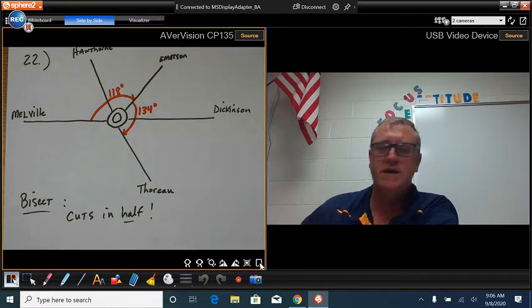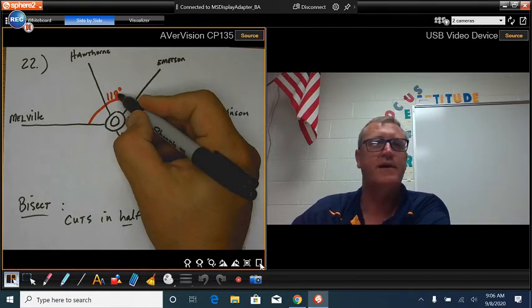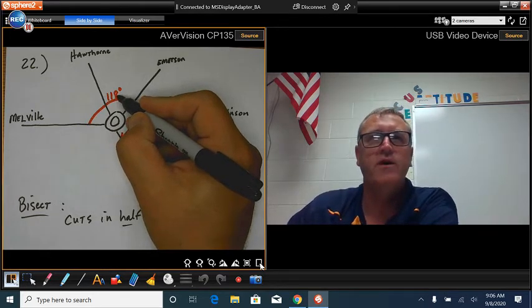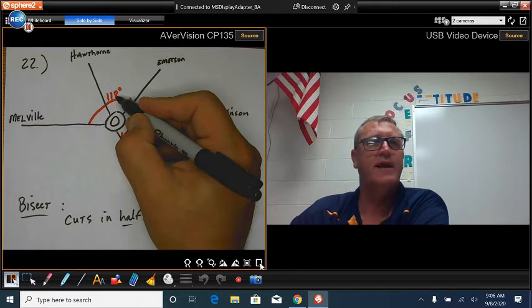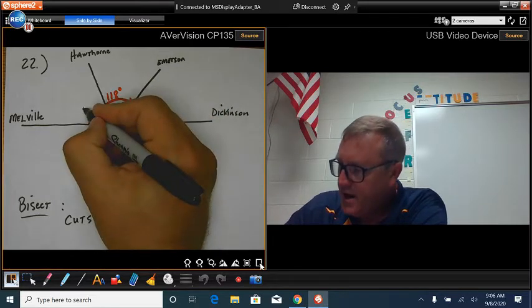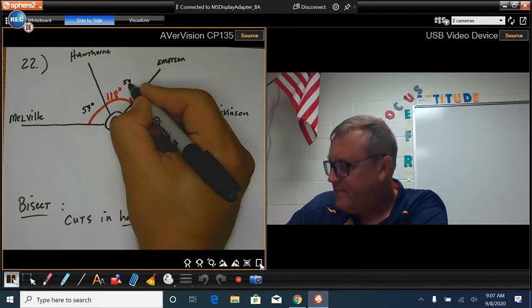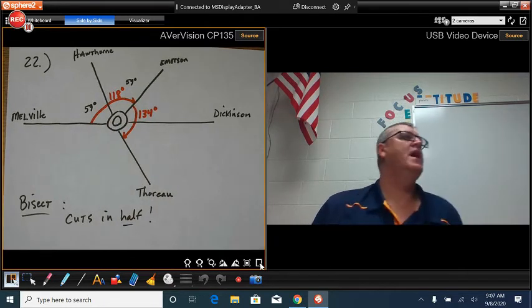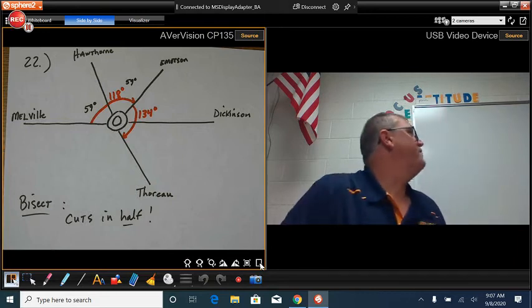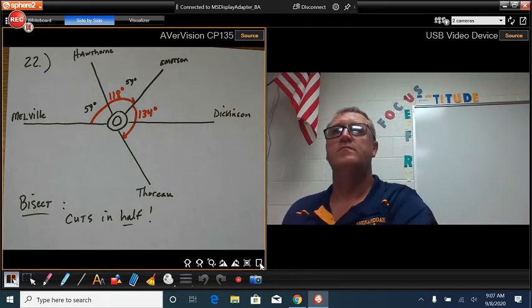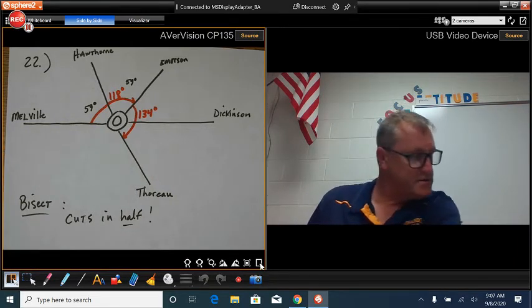So if it bisects this, if this is 118, we don't need a calculator. 60 would be half of 120. So what's half of 118? 59. Right, Waymaker? 59. We know that both of those are 59. Lily, you got it? All right, let's keep going.